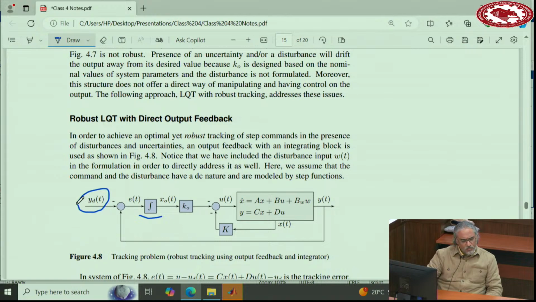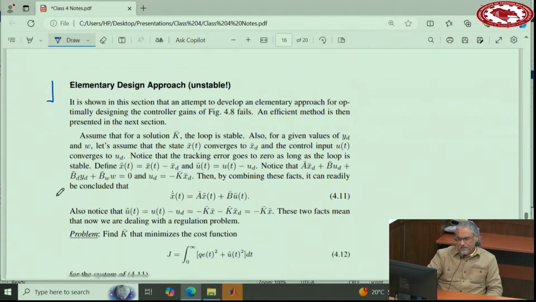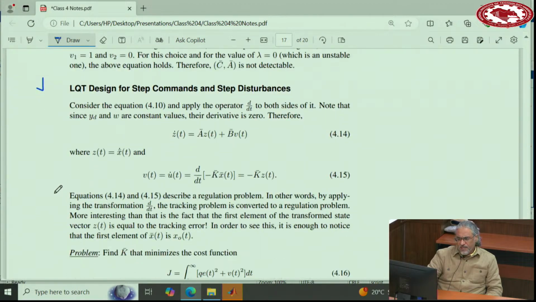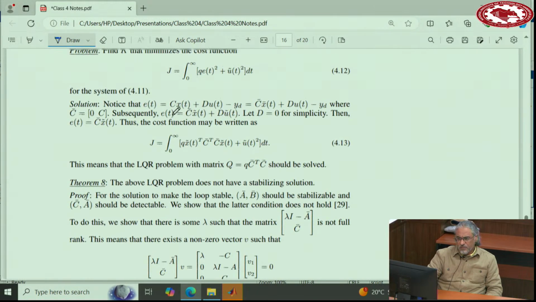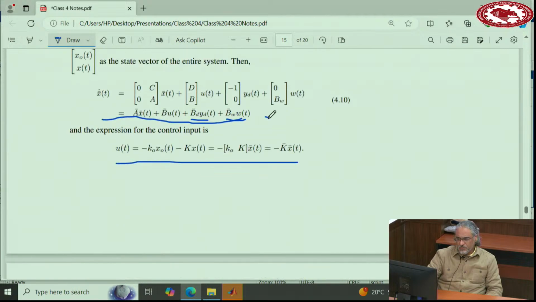It's a DC system or a three-phase system that you converted to DC. In this case, we propose to apply d over dt, the derivative operator, to both sides of these equations, this one and this one. If you apply that, this yd is a step function, this disturbance is a step function. When you take the derivative of them, both of them become 0.